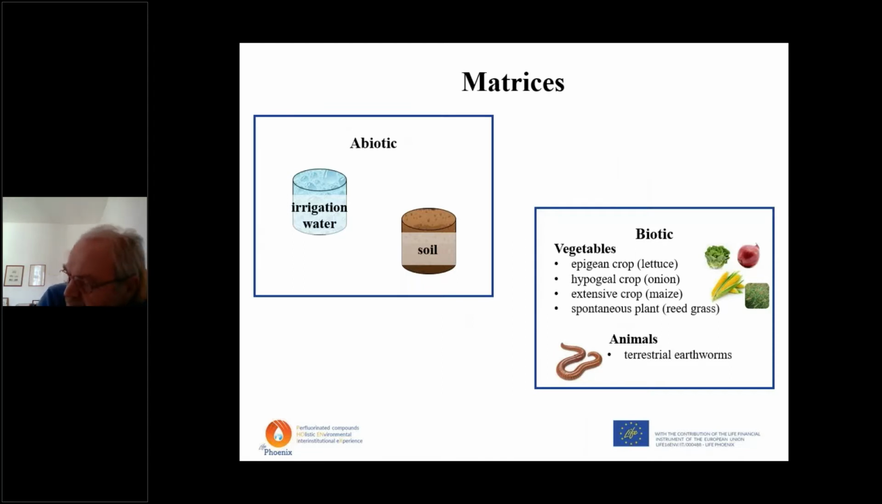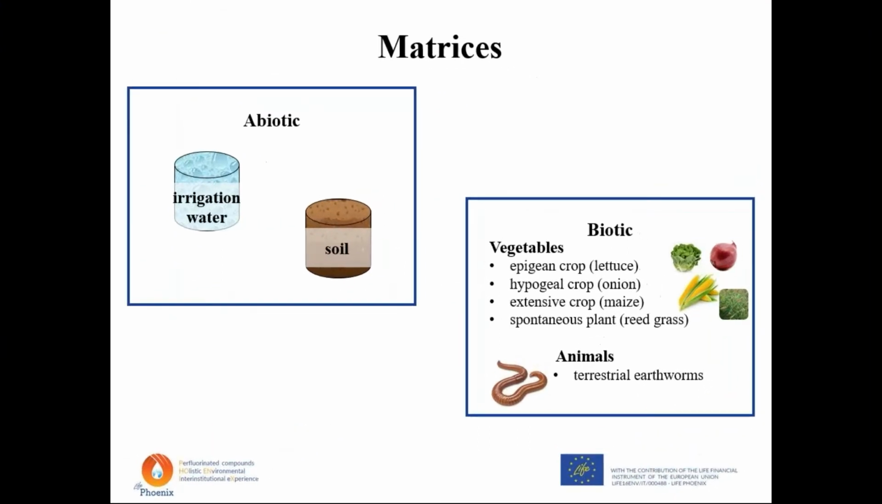We have collected samples of abiotic and biotic matrices, in particular irrigation water and soil, and animals and vegetables. About vegetables, we have selected 3 kinds of cultivated crops: an epigean crop, lettuce, a hypogeal crop, onion, and an extensive crop, maize. In addition, a spontaneous plant has also been included. The spontaneous plant is the Phragmites, or reed grass.